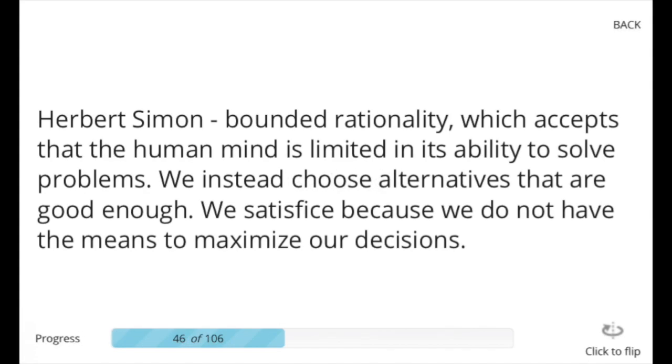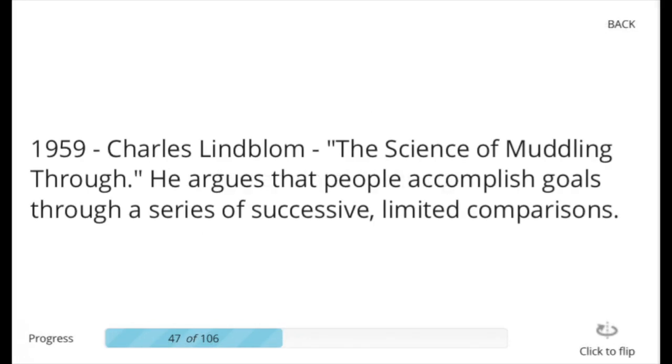Satisficing, Herbert Simon. This accepts that the human mind is limited in its ability to solve problems, so we instead choose alternatives that are good enough. We satisfice because we do not have the means to maximize our decisions. Incremental Planning, 1959, Charles Lindblom. This was from The Science of Muddling Through, where Charles Lindblom argues that people accomplish goals through a series of successive, limited comparisons, basically critique along the way, learn as you go, incremental planning.